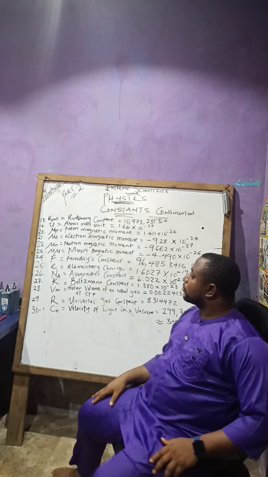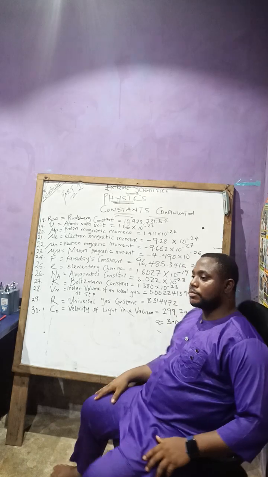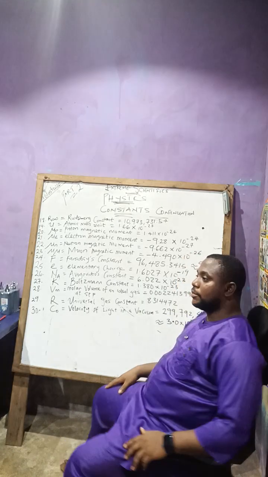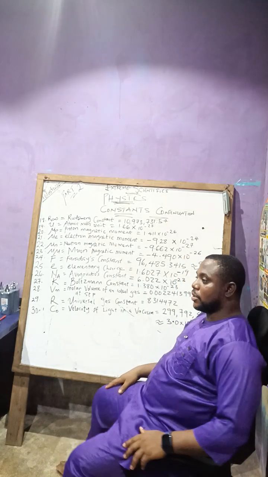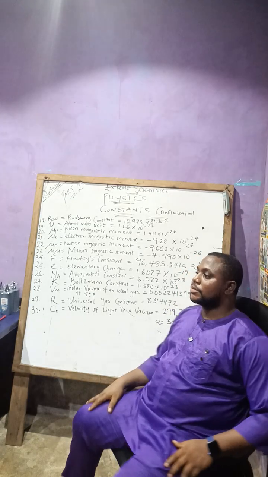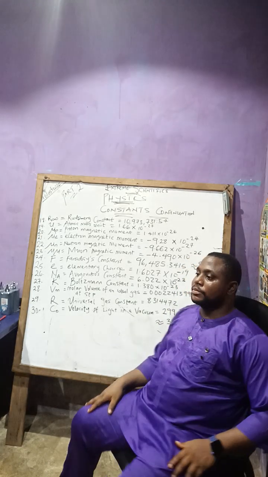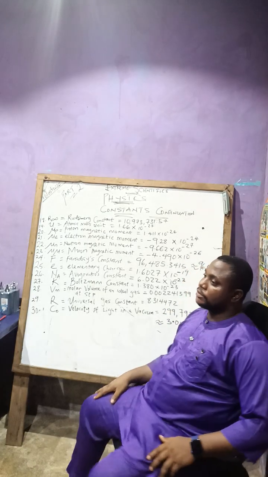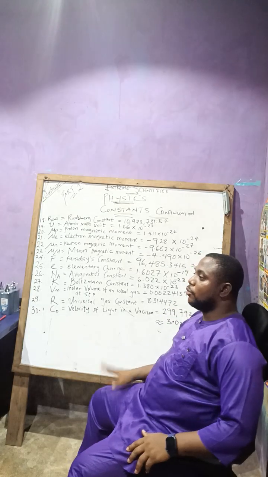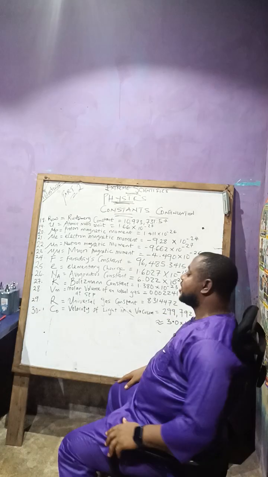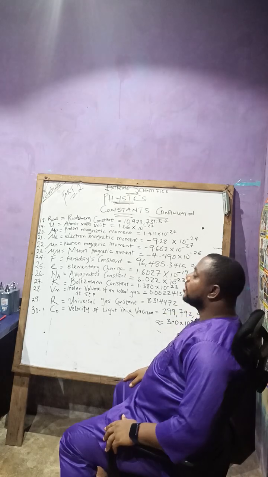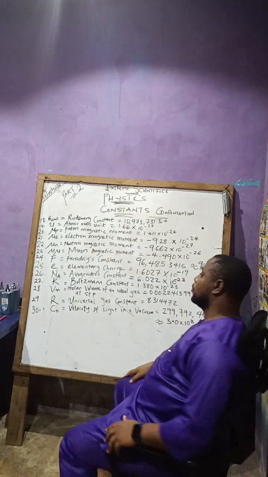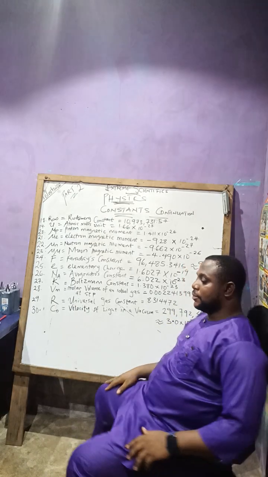Radius of hydrogen atom, 5.29 times 10 to the power minus 11. H, Planck constant, 6.626 times 10 to the power minus 34.